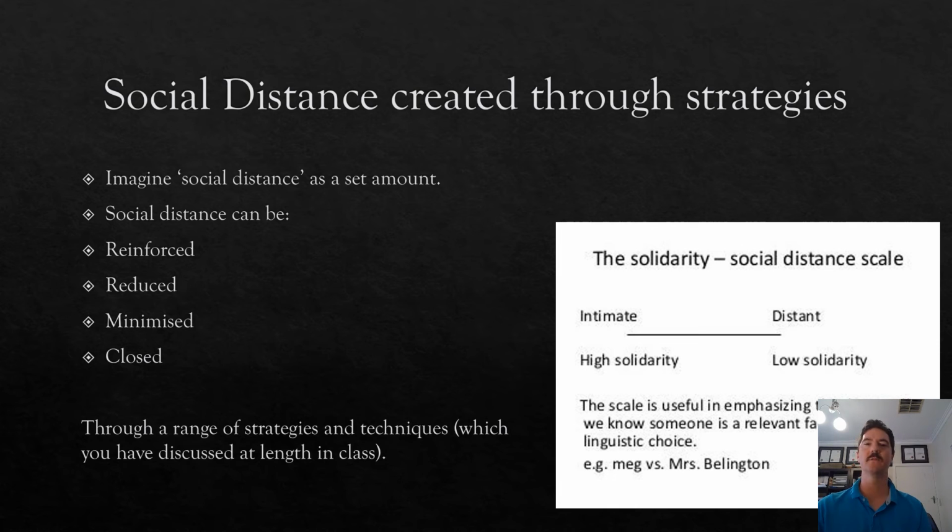So the previous one might be good. The previous type of social distance that we've talked about, close, far, is perhaps a bit more basic, whereas this allows you more agency to talk about metalanguage and those sorts of things. So you can see the solidarity social distance scale. On one side you've got intimate, on the other you've got distant. High solidarity if you're intimate, low solidarity if you're not. So those are the two extremes, I guess, the way we think of it.